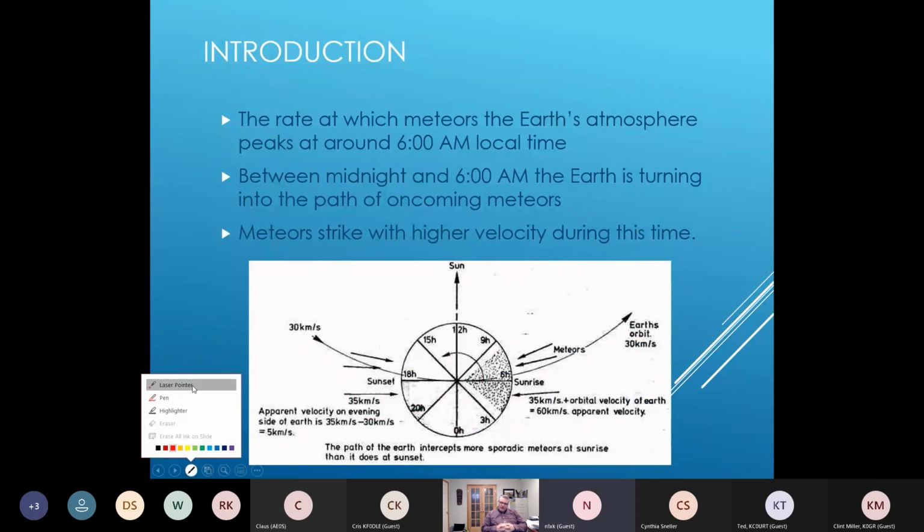So let me bring up my pointer. If we look at this graphic here, we've got the Earth, and this is the orbit of the Earth going in this direction. That goes at about 30 kilometers per second. And you can see during the sunrise period, the Earth is really sweeping into where the meteors are coming from. Later than that, the meteors are actually chasing the Earth from a different direction. So if you take into account the Earth's orbit speed and the speed of the meteors, then the earlier you go, the faster the meteors are going to be.